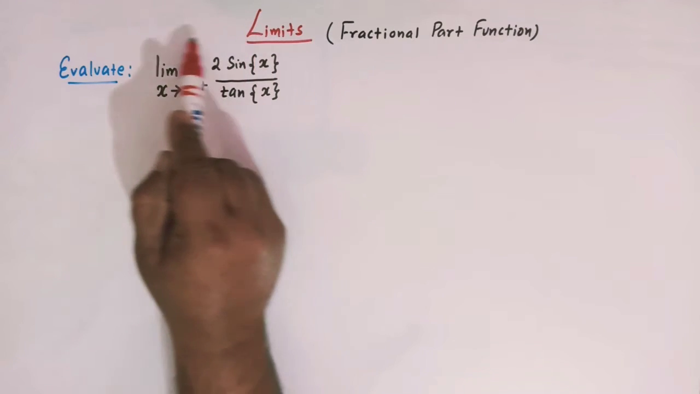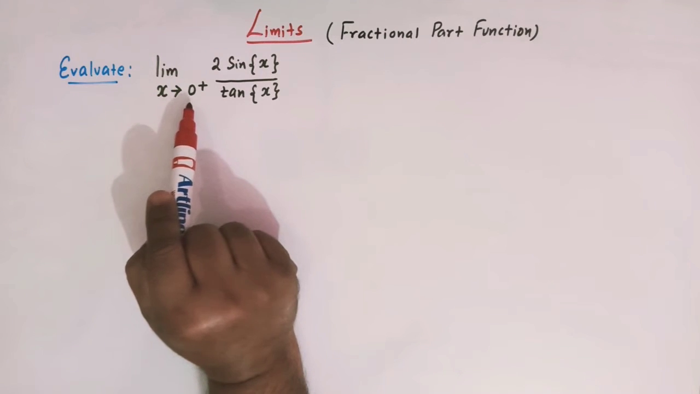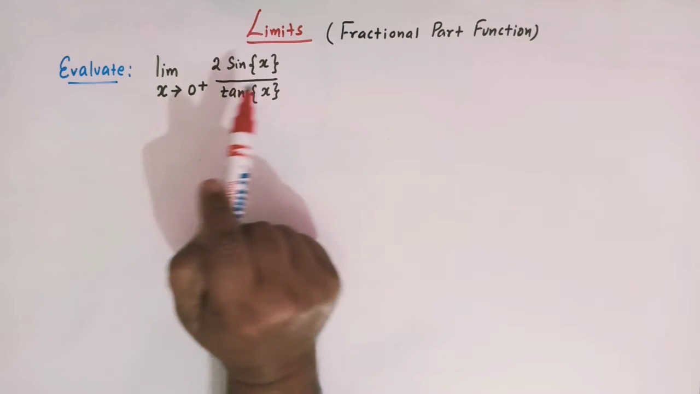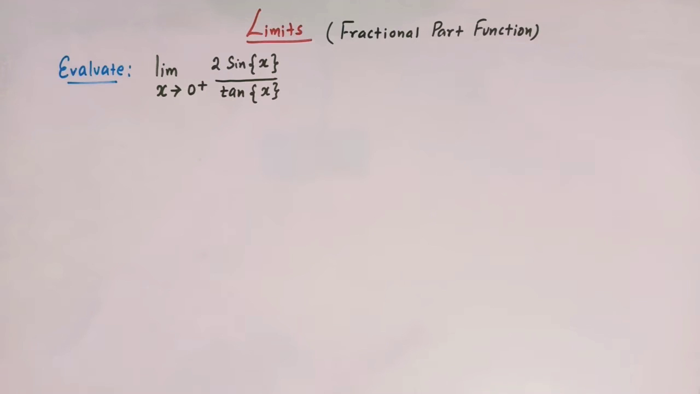The important thing about this limit is that first we have to find the right hand limit at x equal to 0, and this function involves the fractional part function. So here we need to know the concept of the fractional part function in order to evaluate this limit. So let us start, and we will also see how to write the solution of this problem step by step.